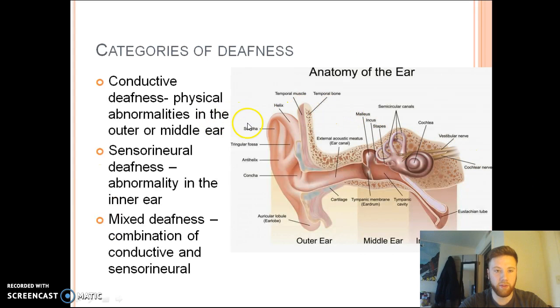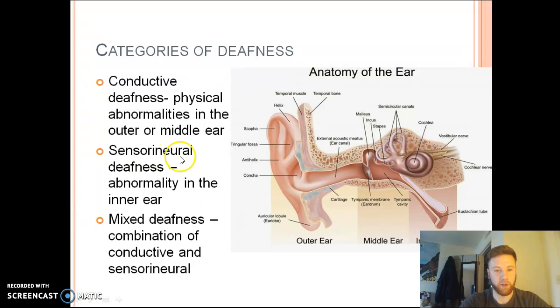So you have categories of deafness. You have three different categories. You have what's known as conductive deafness, which is physical abnormalities in the outer or the middle ear. This is when sound cannot pass efficiently through the outer and middle ear to the cochlea and the auditory nerve. This is mostly caused by fluid building up inside the middle ear, or it could be from an extensive amount of earwax inside the outer ear.